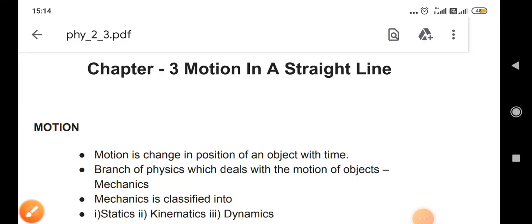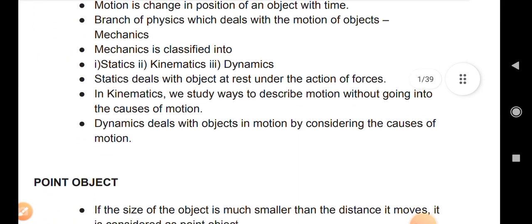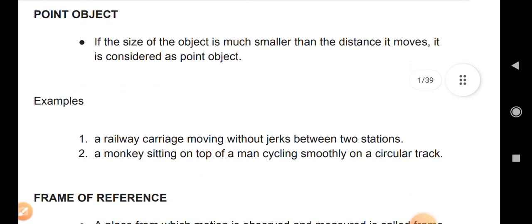Our physics day, and we are going to complete the syllabus today. We have already finished chapter 2, so now chapter 3: Motion in a straight line. Motion is the change in position of an object with time. It doesn't deal with exams, so I'm leaving it for you to read.